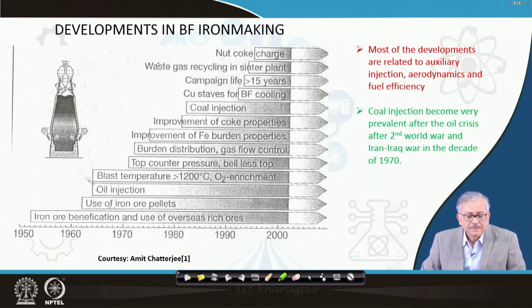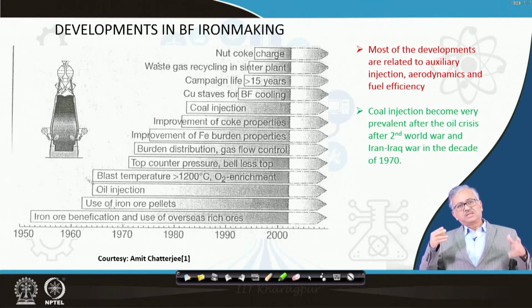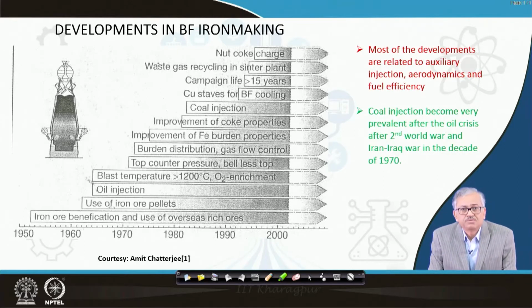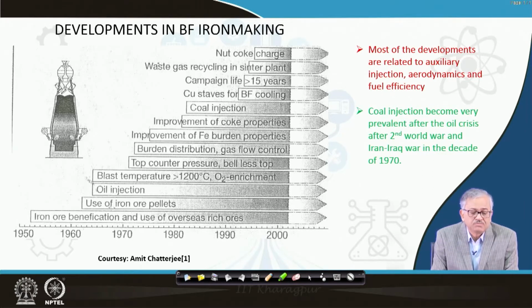And then after coal injection, there is the copper step cooling of the blast furnace, such that the campaign life is greater than 15 years. The refractory lining is another problem, because if you don't look after the refractory, then you have to stop the blast furnace suddenly. So that's why refractory cooling came using the copper step, and then the campaign life became greater than 15 years. So 15 years continuously you can work.